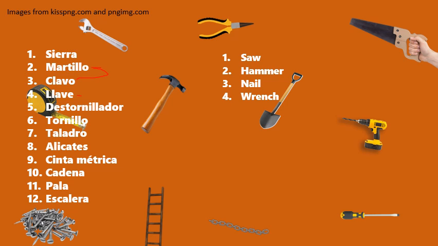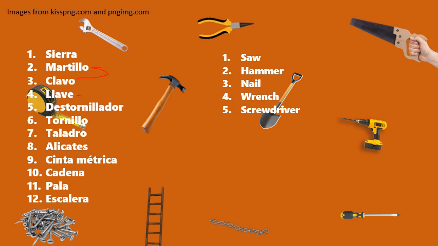Número 4. Llave. A wrench. Also, it's a key, but we're talking about construction. So, a wrench, llave. Destornillador. Número 5. ¿Qué significa eso? What does that mean? A screwdriver.